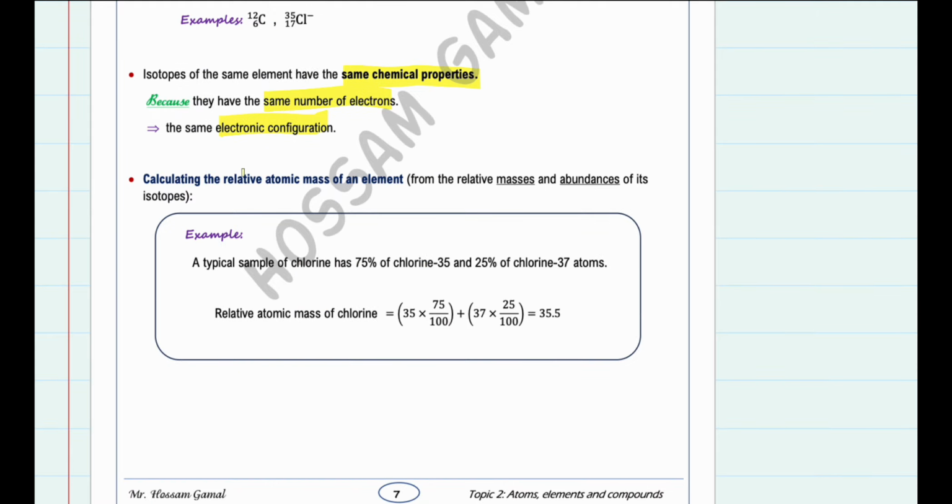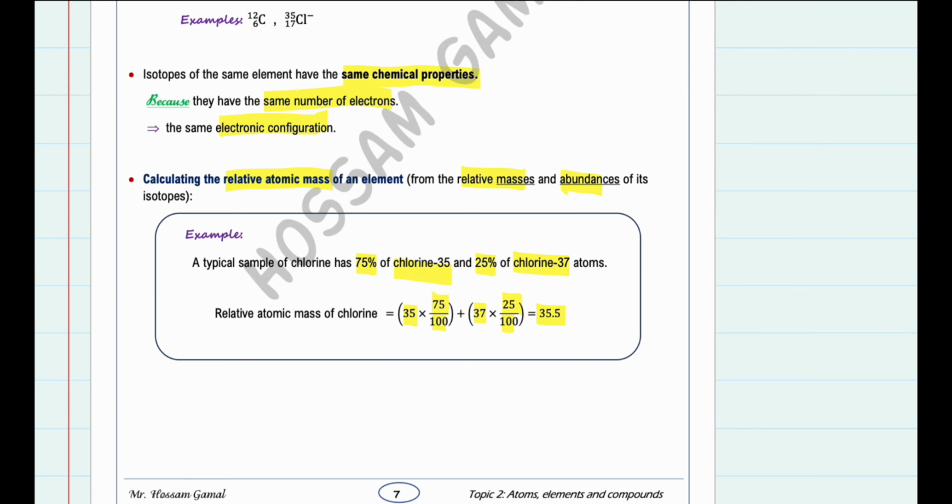If you are asked to calculate the relative atomic mass of an element, all you need are the relative masses and abundances. Chlorine exists in nature as 2 isotopes, chlorine 35 with a relative abundance of 75% and chlorine 37 with a relative abundance of 25%. So all you need to do is take the mass and multiply by the percentage. 35 times 75 over 100, and 37 is the mass of the second isotope. It's found in nature as 25%, which means 25 over 100, and add them together, then you're going to get 35.5.